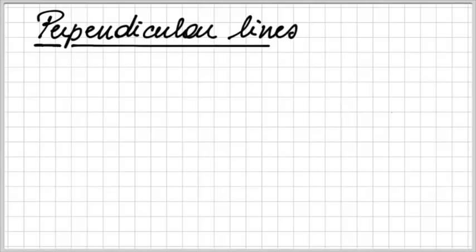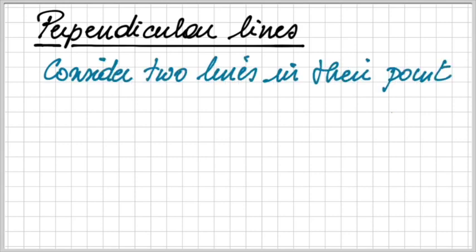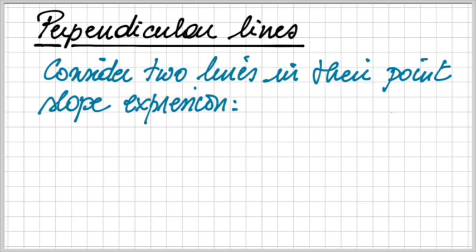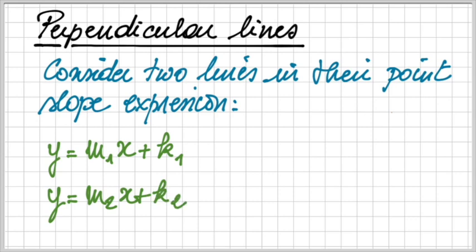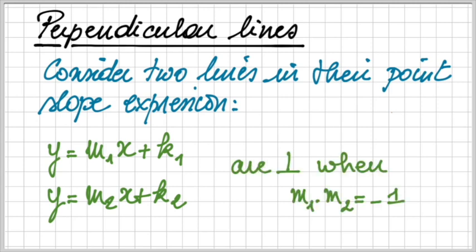So let's have a look at the perpendicular lines, and I want to remind you what it means. When we have two different equations of a straight line in their point-slope expression, for example, y = m1x + k1 and y = m2x + k2, we can say that those two lines are perpendicular to each other when the product of their slopes is equal to -1. That's the property we're going to use, once we have the equation of one line, to find the equation of the perpendicular line.